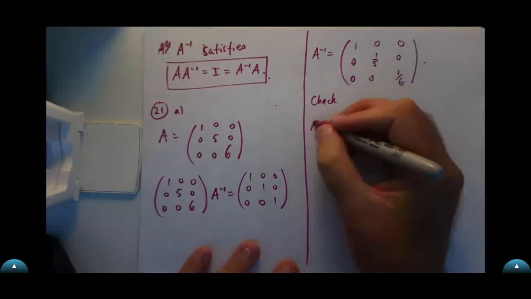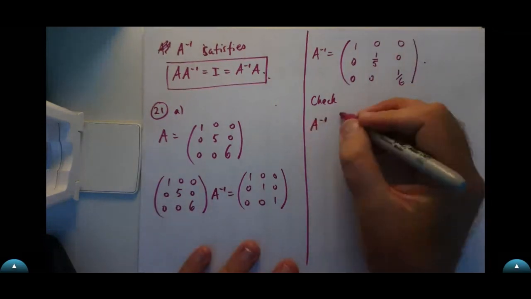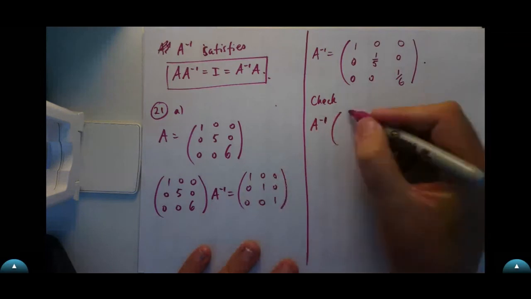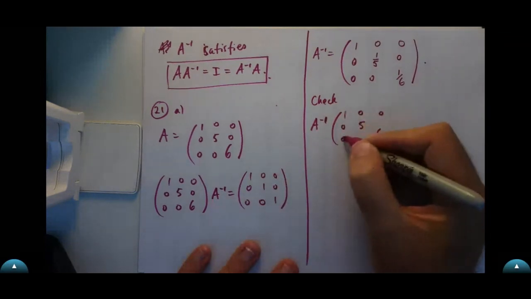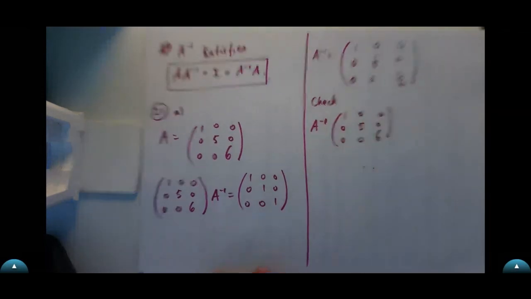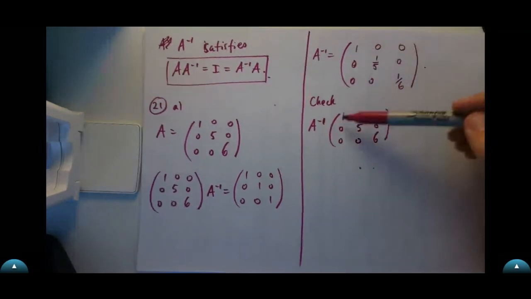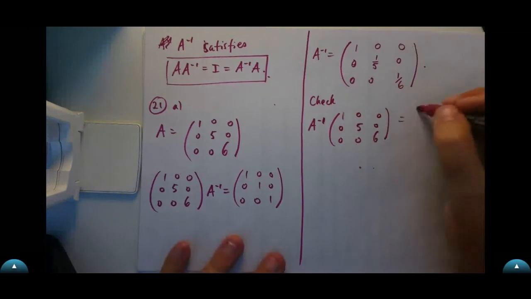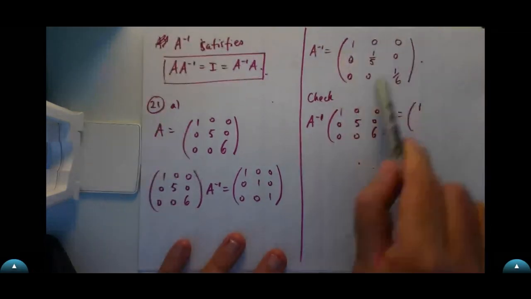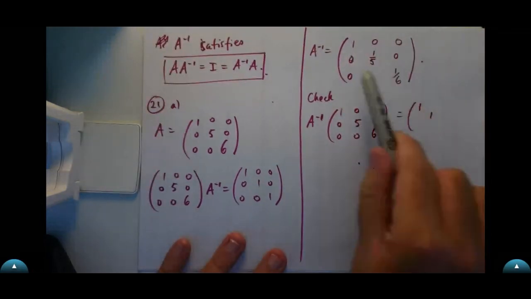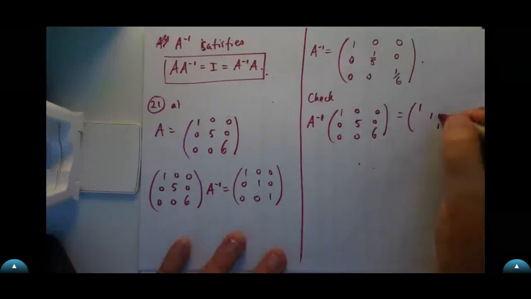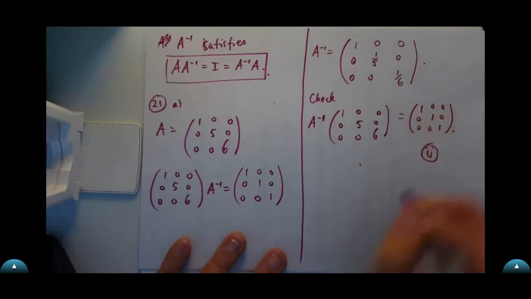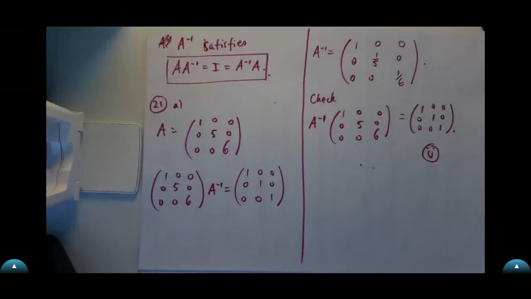Let's do it the other way around. Let's do it this way. Does it give you the identity? Okay? That row times that column gives you 1. That row times that column gives you 1. That row times that column gives you 1. Everything else is 0. So we're happy. Okay?